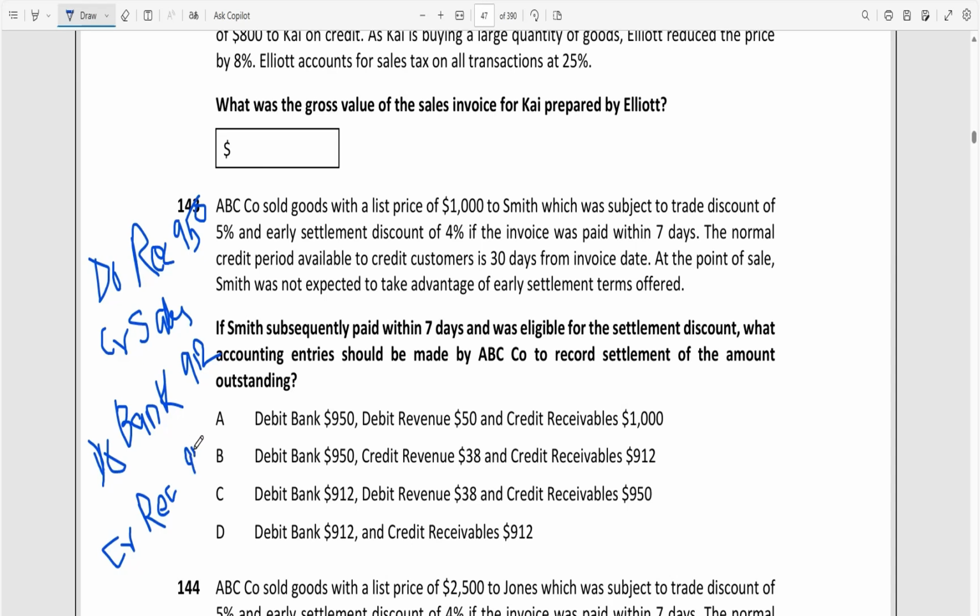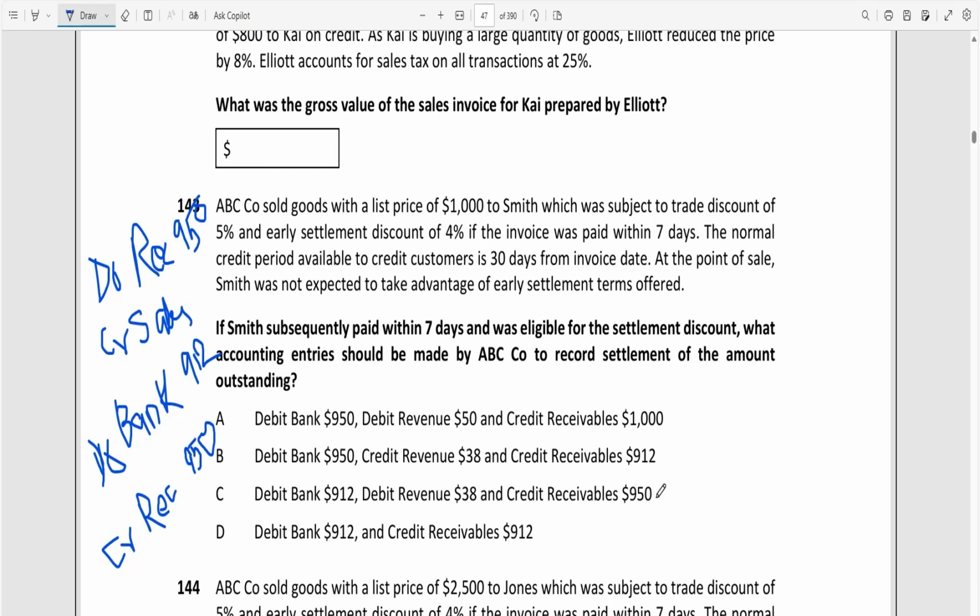But if we follow the double entry bookkeeping system, debit and credit should be equal, but in our case the difference is 38, by which the debit side is not balanced, right? So we have the option of debit bank and credit receivable by the same amount, which is incorrect because we have already booked the receivable of 950. So we can't reduce the receivable by 912. We need to reduce the receivable by the full amount that we booked earlier, 950.